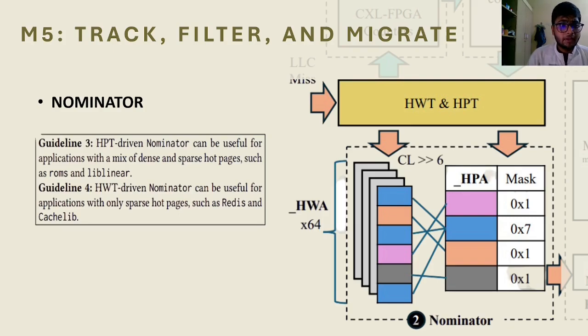There are two guidelines for the nominator. The hot page tracker driven nominator can be useful for applications with a mix of dense and sparse hot pages, such as roms and liblinear. The hot word tracker driven nominator can be useful for applications with only sparse hot pages, such as Redis and CacheLib. Next, we move on to the elector.